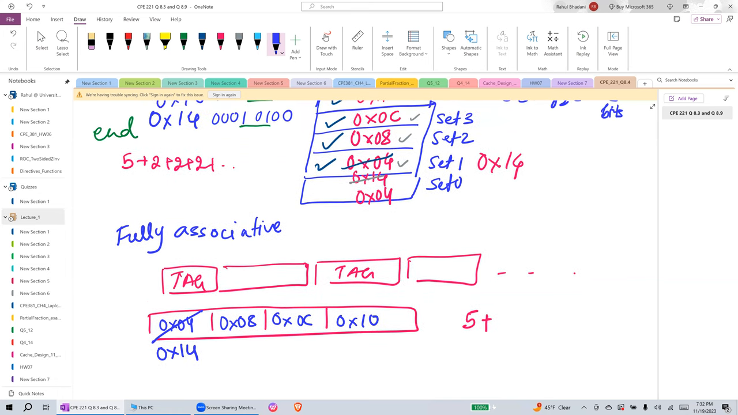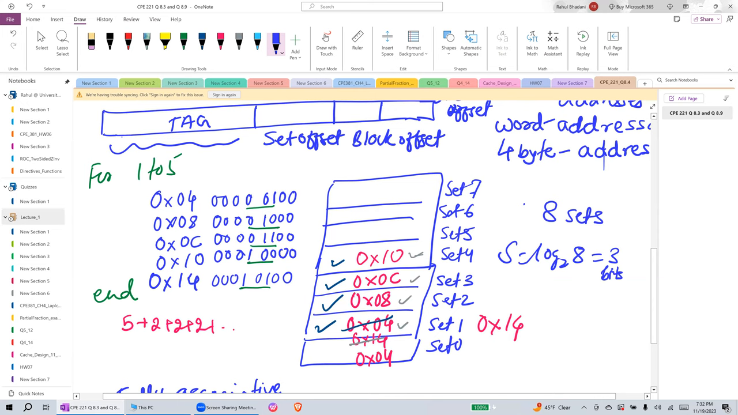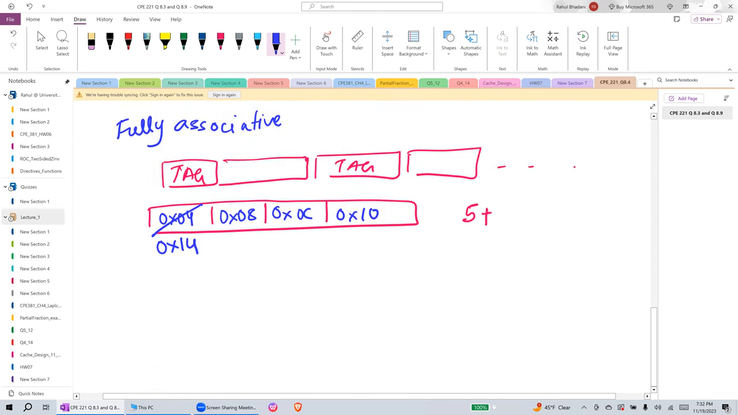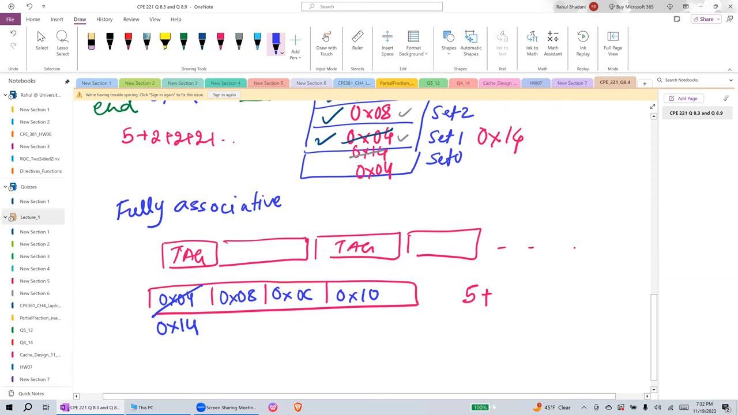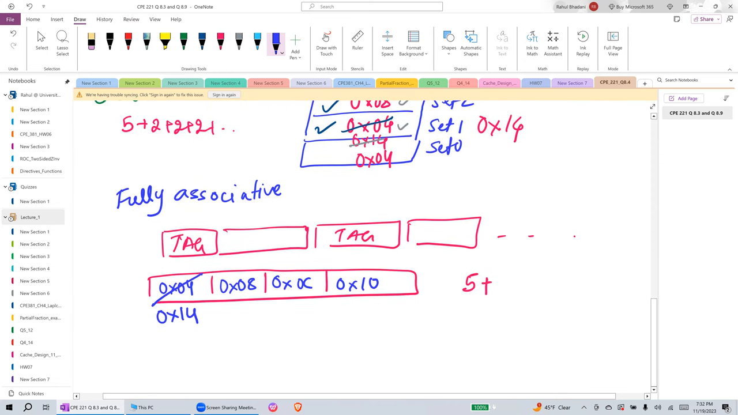Then after that, the next iteration will start with again 0x04, for which there is no space. But remember, this is not a direct mapped cache. There is only one set, so that block can map to any of these. So this will kick out this, because in this case, this was the least recently used out of all. And then after that, 0x08, then 0x0c.